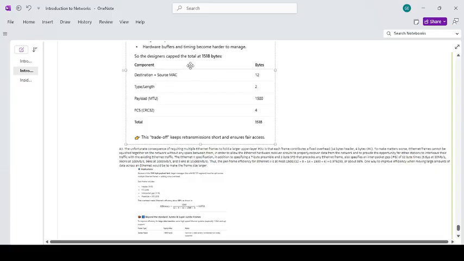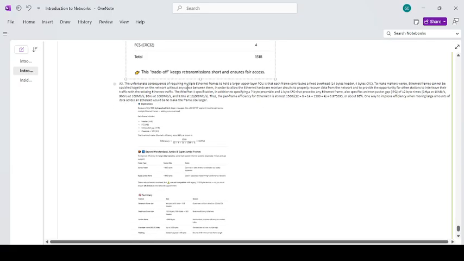So the designer capped the total at 1518 bytes. Components: destination plus source MAC, 12 bytes; type or length, 2 bytes; payload MTU, 1500 bytes; FCS, CRC-32, 4 bytes. Total 1518. This trade-off keeps retransmission short and ensures fair access.